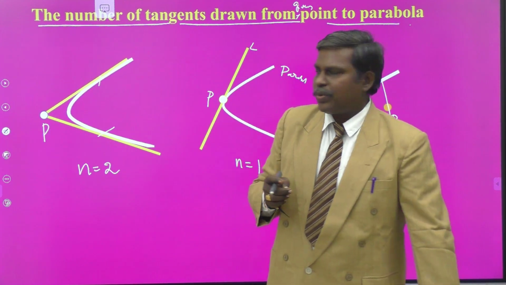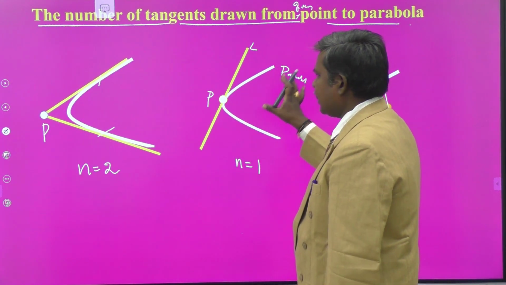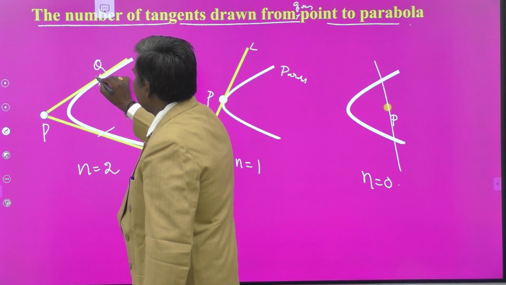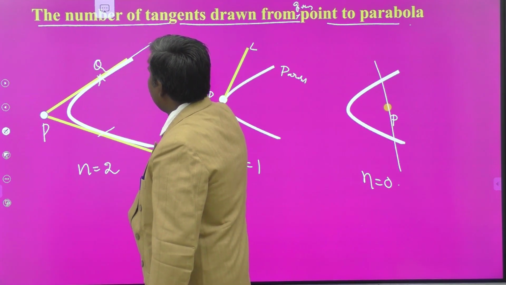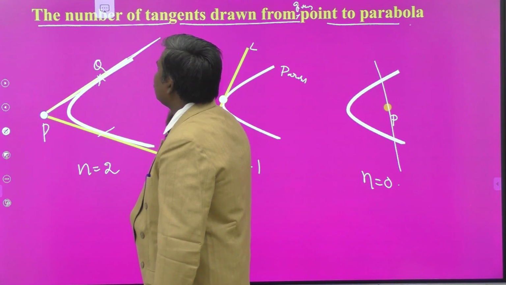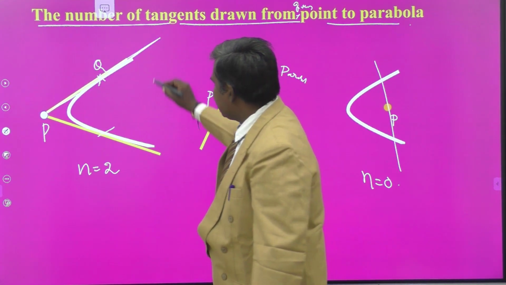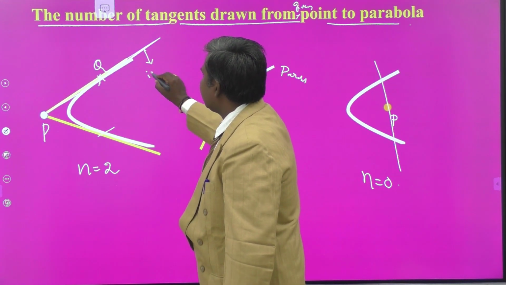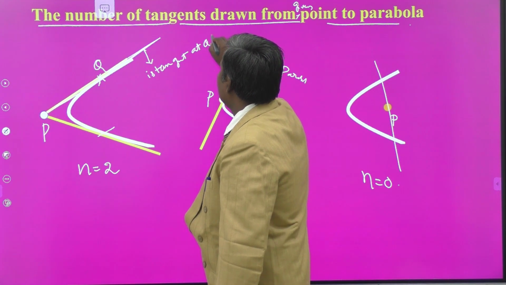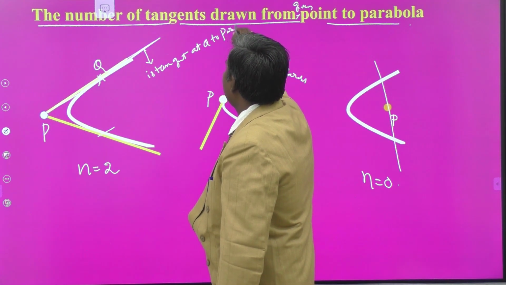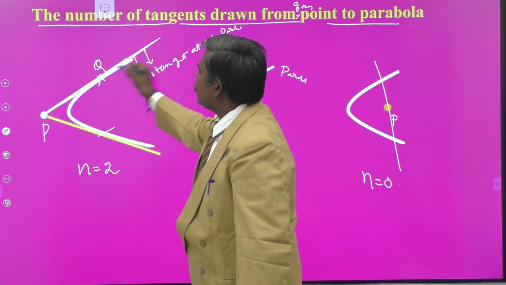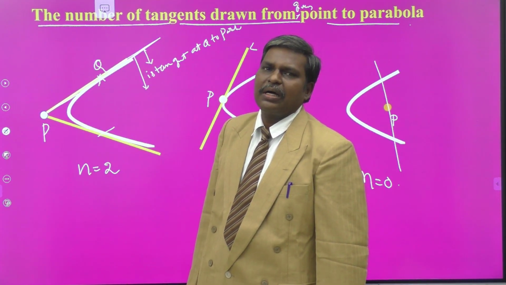Here I am saying one point to you. Remember, my dears, this is the point of contact of the tangent. So we say that this line is tangent at Q to the parabola. At the same time, this is the tangent through the point P to the parabola.